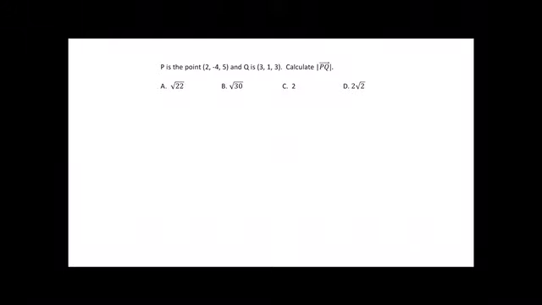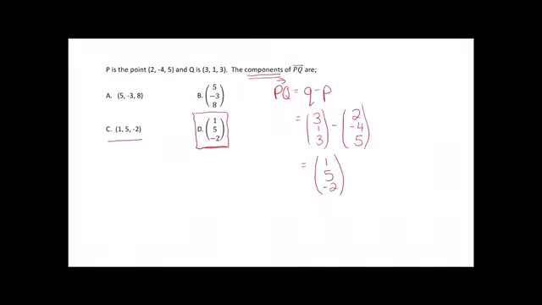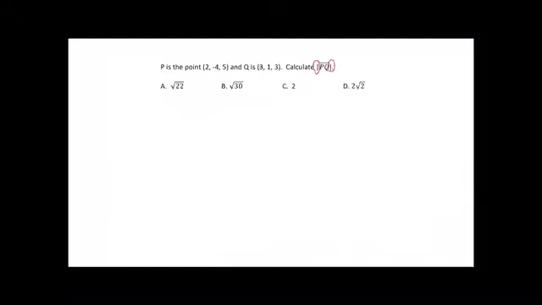So question 5 gives us the points P and Q, and it asks us to calculate the magnitude of PQ. Remember, these straight lines either side of the PQ tell us that we have to calculate our magnitude. Now, if we flip back to question 4, it was the same coordinates and it asked us to find the components of PQ. Our answer for that question was 1, 5, negative 2.